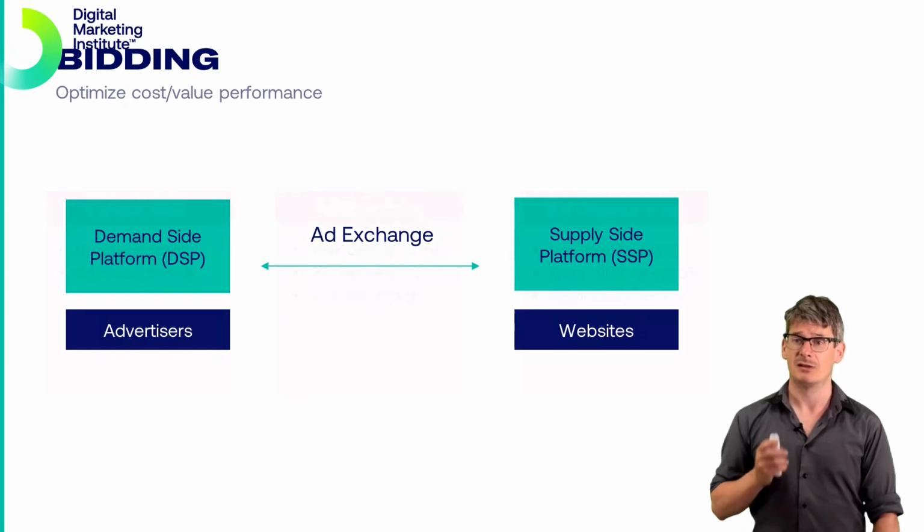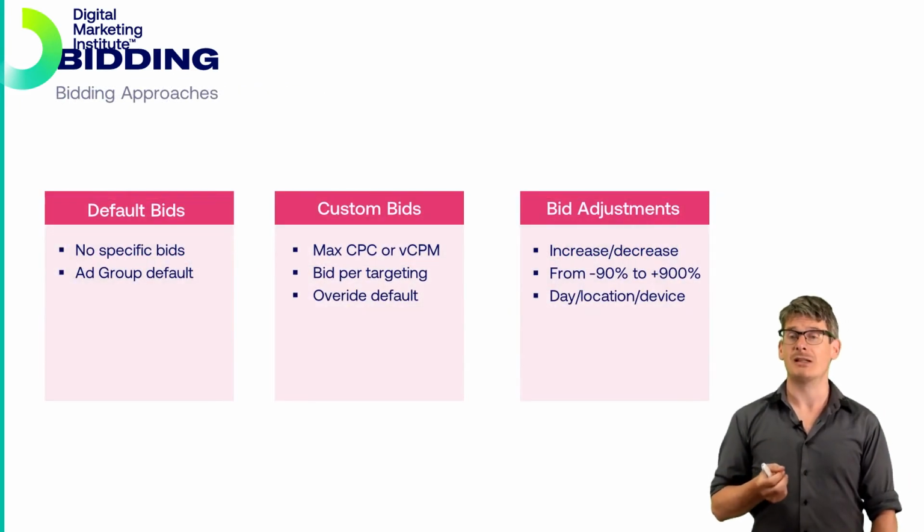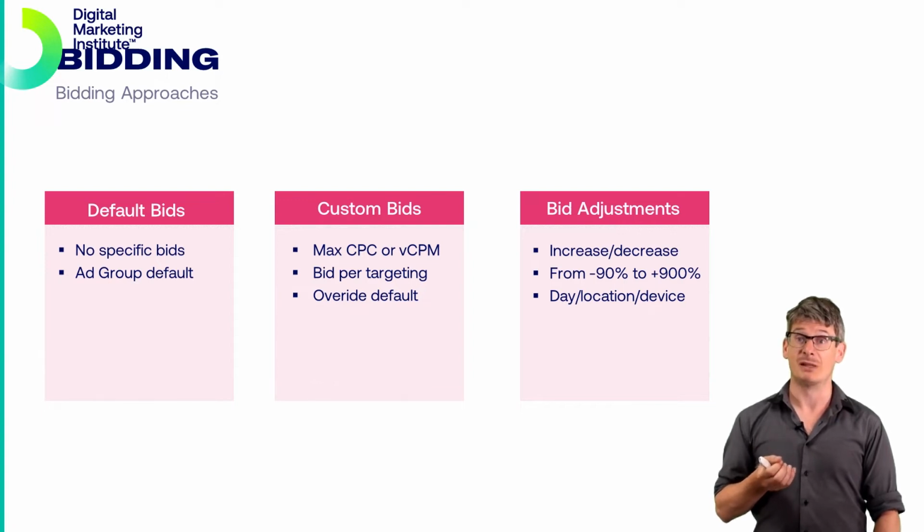There are three main bidding approaches on the Google Display Network. So default bids: if you don't set specific bids for your targeting, AdWords will use your ad group's default bid. So that is the bid you set up when you created your ad group. Again, it's okay to use ad group level bids if you have one single targeting type per ad group, because that reflects that single targeting type, so that makes sense. However, if you have multiple targets in an ad group, you should use custom bids.